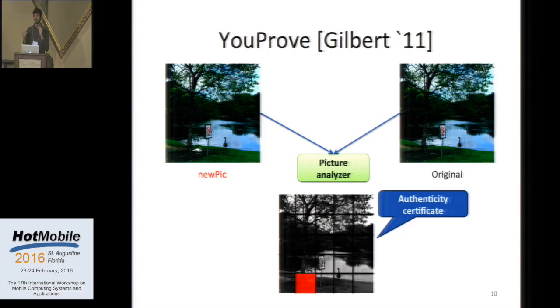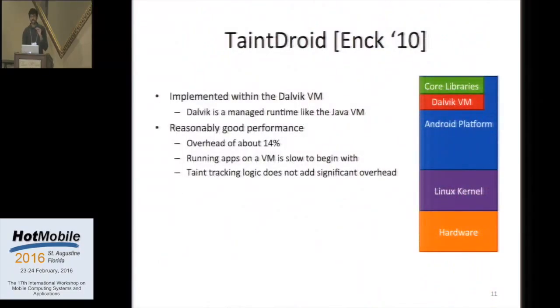So taint tracking is crucial in uProof because it allows us to match the output of the app, in this case the new image, with the input that caused that output, which is the original image. uProof uses TaintDroid, which is an implementation of dynamic taint tracking on Android. TaintDroid is implemented within the Dalvik virtual machine, which is a managed runtime, much like the Java virtual machine. It has reasonably good performance. It only adds an overhead of about 14%. And this is because if you run apps on a VM, it's slow to begin with, and adding a little bit of taint tracking logic does not really hurt us much.